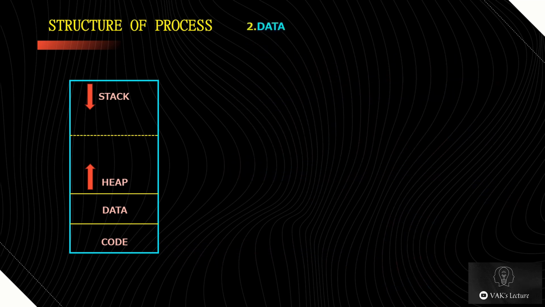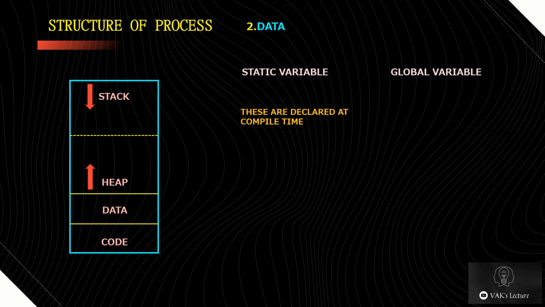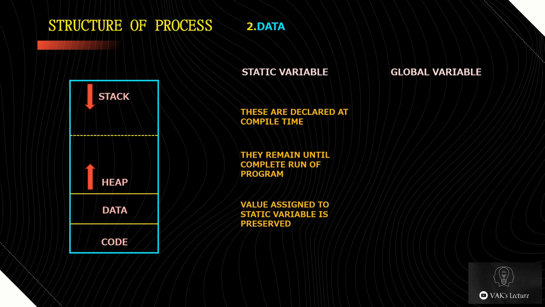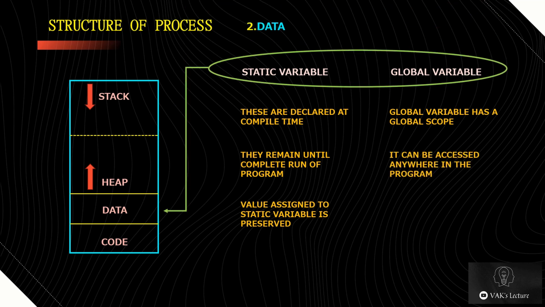Then the second one, data. Data consists of static variables and global variables. A static variable is a variable that is allocated statically. That is, we define the variable while writing the program. A static variable does not get deleted until the complete run of the program and preserves the values assigned to it. A global variable is a variable with global scope. That is, it can be visible or accessed anywhere in the program. These static and global variables are stored in the data section.